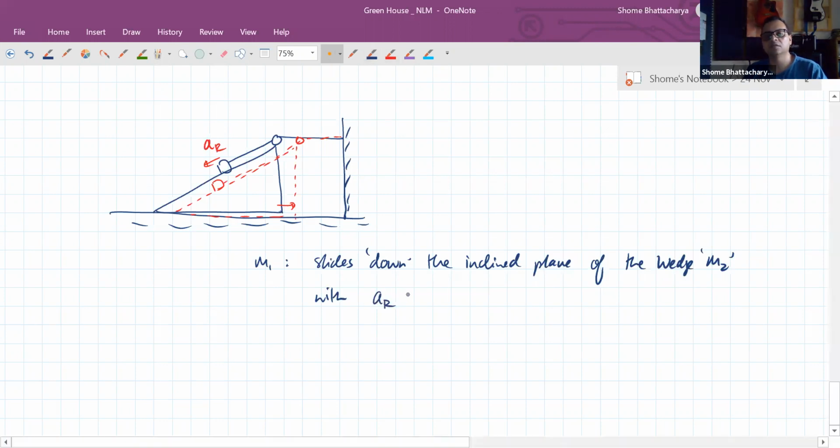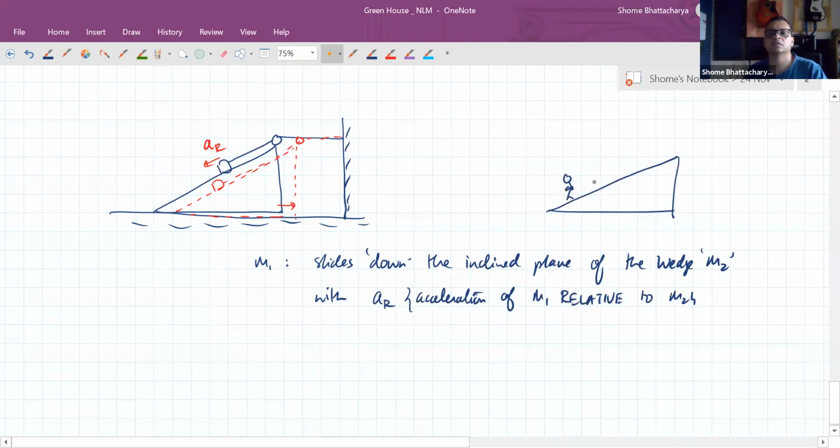AR is the acceleration of M1 relative to M2. That means in the frame of the wedge, you will see this block coming down like this, with A relative. But in the ground frame, it will actually have some different kind of acceleration. So we'll come back to that.